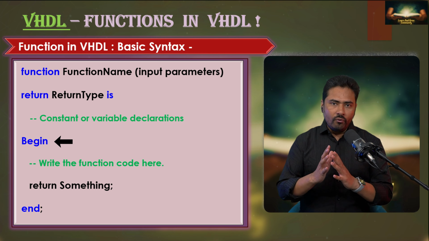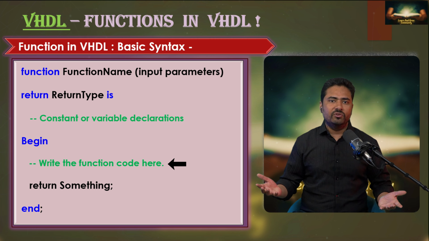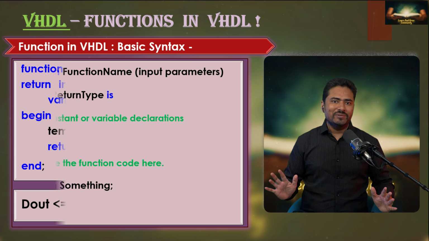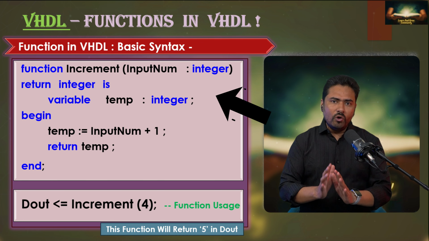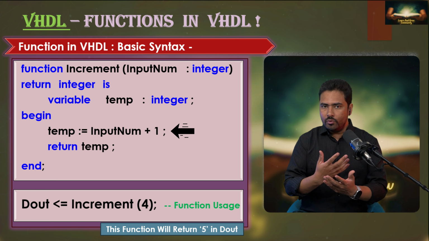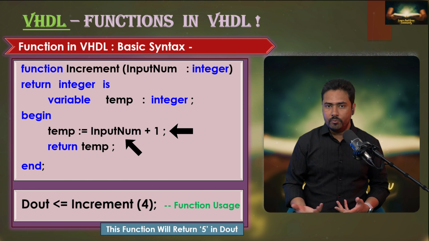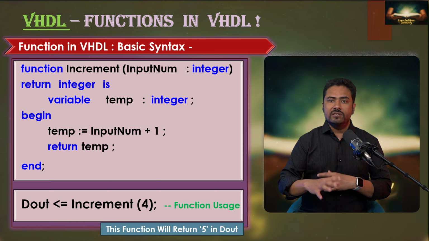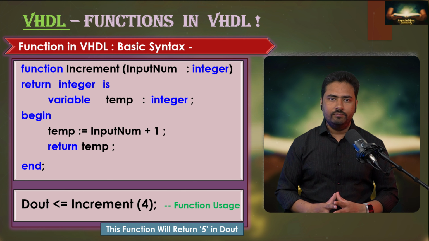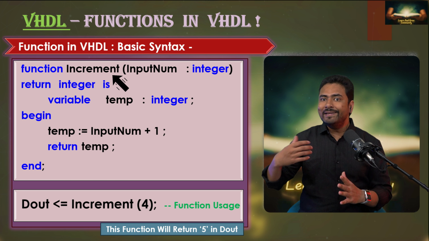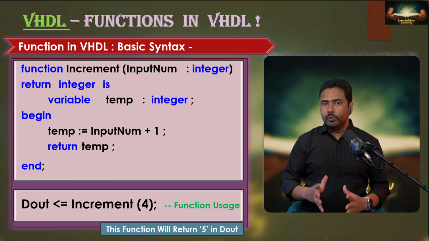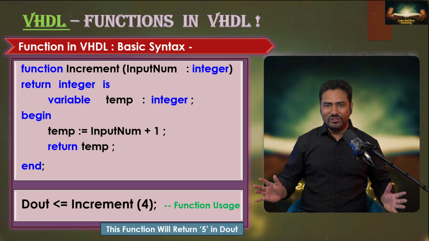After the begin keyword, we write the VHDL code for our function. And before reaching the end statement, we must return some output value. Let's understand this with one simple example. In this example, we are writing a function that adds 1 to any integer number which is given as an input. For example, if we pass the value of 100 to this function, then it will return 101. Simple. So we create a function called increment and it adds 1 to any integer number that is passed to it. So here is the VHDL code for our increment function.